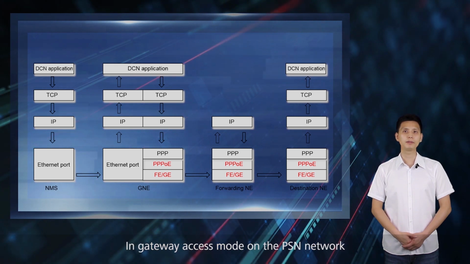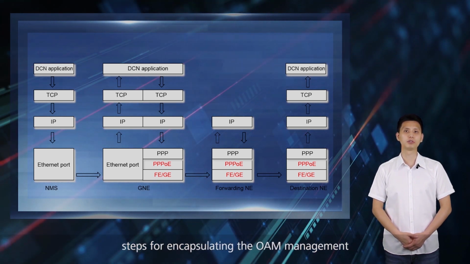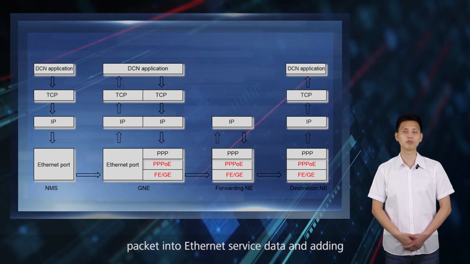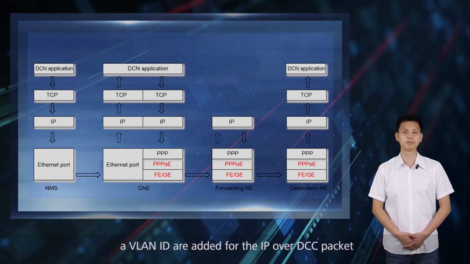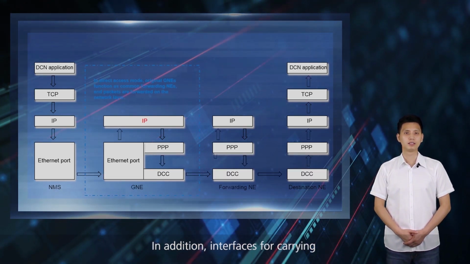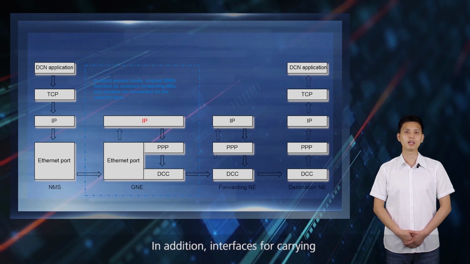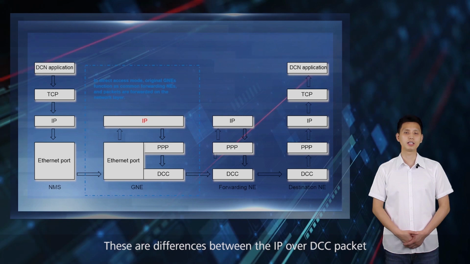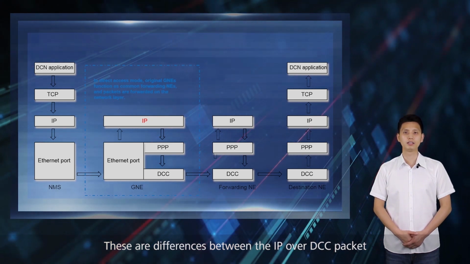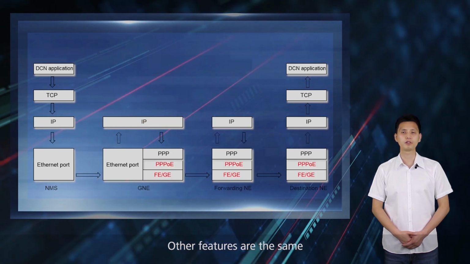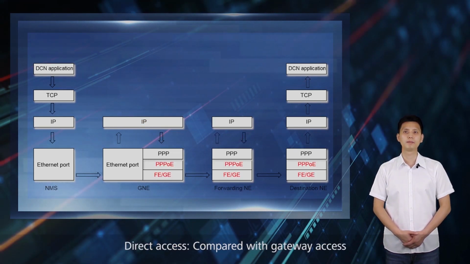In gateway access mode on the PSN network, steps for encapsulating the OAM management packet into Ethernet service data and adding a VLAN ID are added for the IP over DCC packet. In addition, interfaces for carrying NMS information are different. These are differences between the IP over DCC packet on the PSN network and that on the SDH network. Other features are the same.